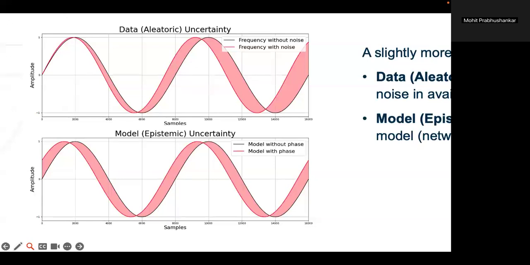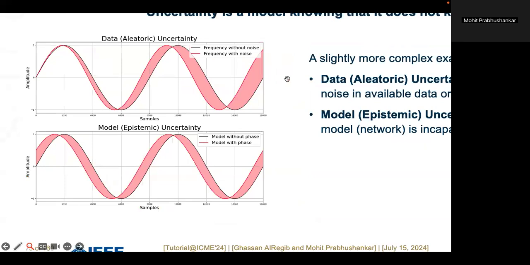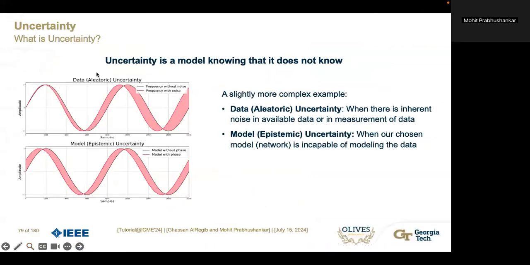And hence, as you progress from the 0th sample onwards, your uncertainty needs to increase, because in all these regions you're not very sure of what you would have to reconstruct. This is what is called data uncertainty, or what you would normally call aleatoric uncertainty.